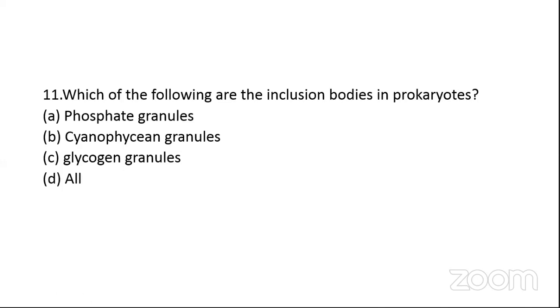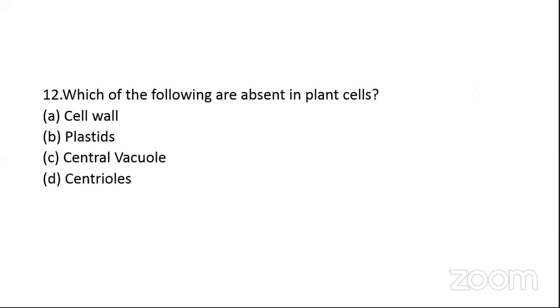Which of the following are inclusion bodies in prokaryotes? So cyanophycean granules are inclusion bodies, phosphate granules, glycogen granules. So all of them are inclusion bodies in prokaryotes.